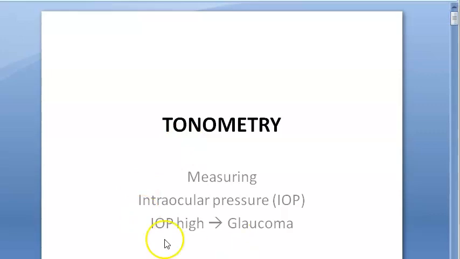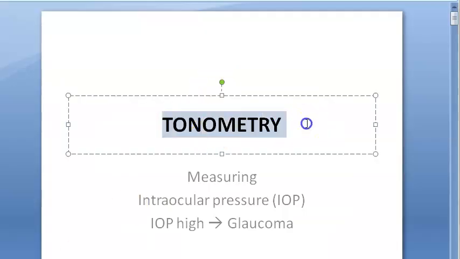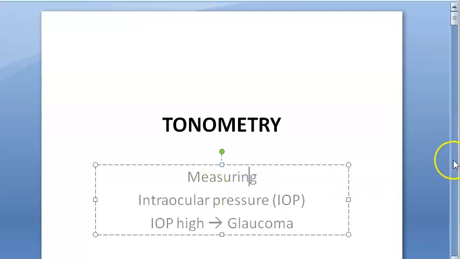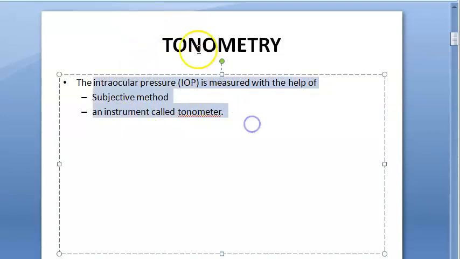So let's take a recap. Guys, in this video, we want to look at tonometry, which is nothing but measuring of the intraocular pressure. If intraocular pressure is high, then that person can go into glaucoma. So that's why they are checking this. So there are a lot of ways of checking your intraocular pressure. Subjective method is there using your fingers, and there is another way to do by using instruments.